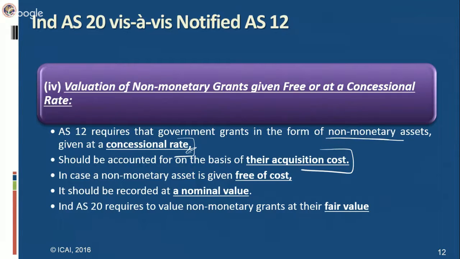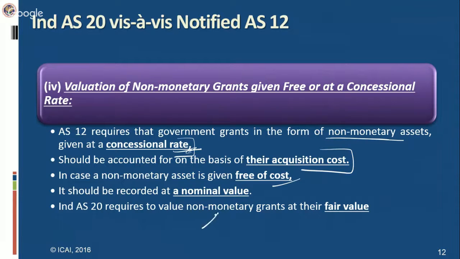If you are getting it free of cost from the government, then you have to recognize it at nominal value. For a ₹100 asset received from the government as a grant, you recognize it at, say, ₹1. That is the nominal value. However, Ind AS 20 requires valuing non-monetary grants, whether received at a concessional rate or free of cost, at their fair value.